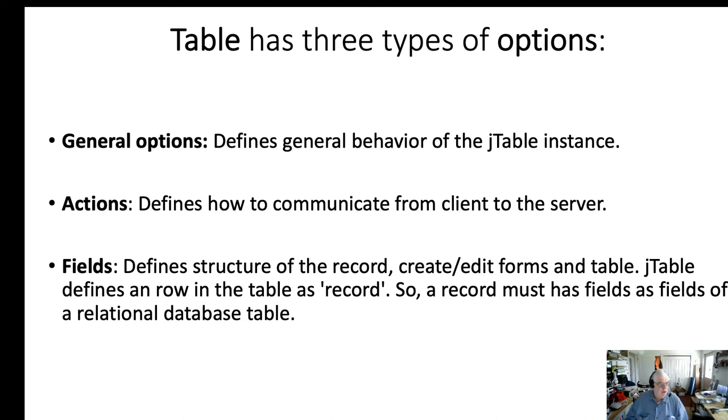JTable defines a row and a table as a record. So a record must have fields, as fields of a relational database table. And that relationship of what you see on the screen and what's behind it is how you do the update and list and so forth.